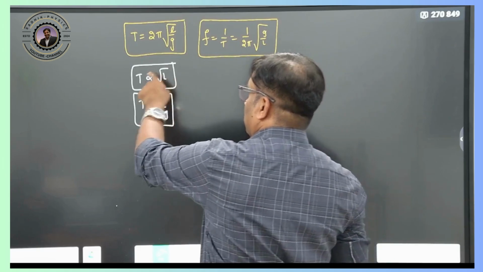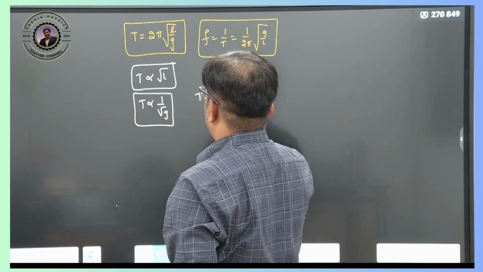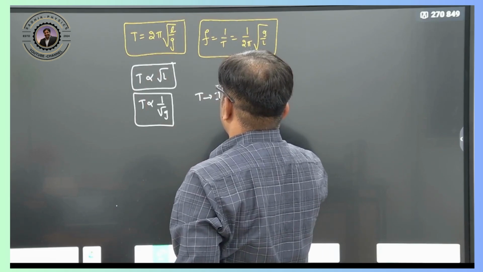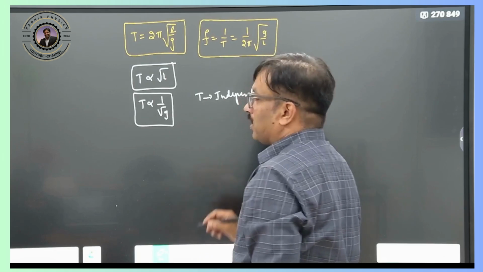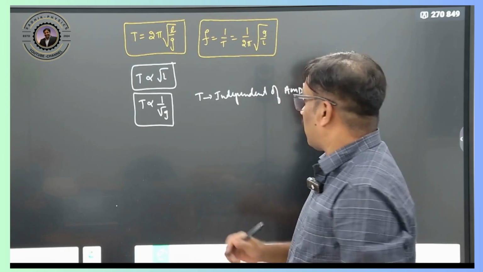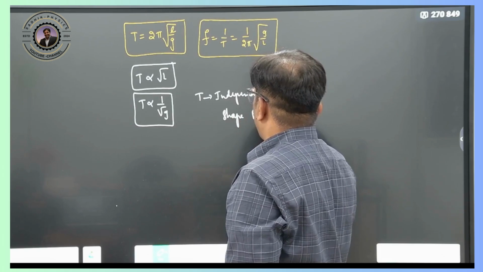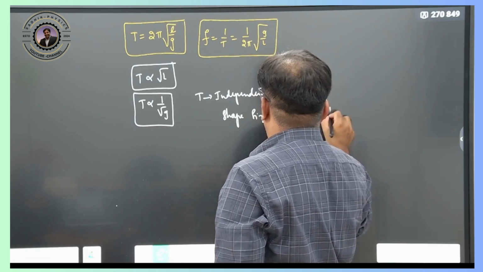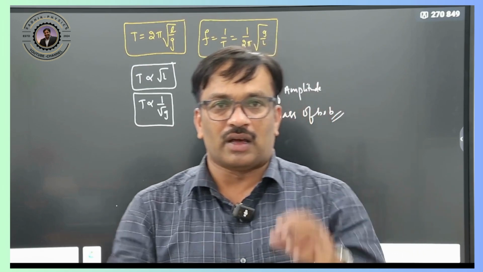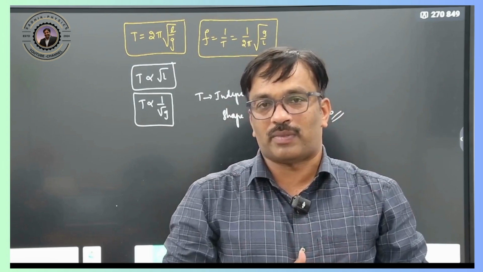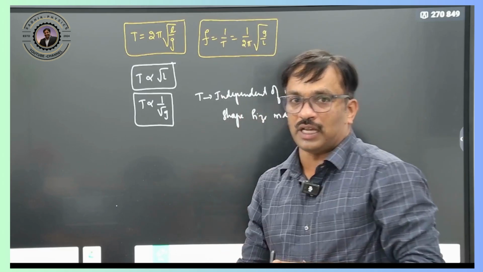If length increases, time period also increases. If length decreases, time period also decreases. Time period is independent of amplitude, so amplitude should be provided very small. And also of shape, size and mass of the bob, provided that it is slightly heavier, not too light like a feather or a thermocol ball. Otherwise it will not come back because of air resistance. So it should be slightly heavier. It does not depend upon the shape or size.